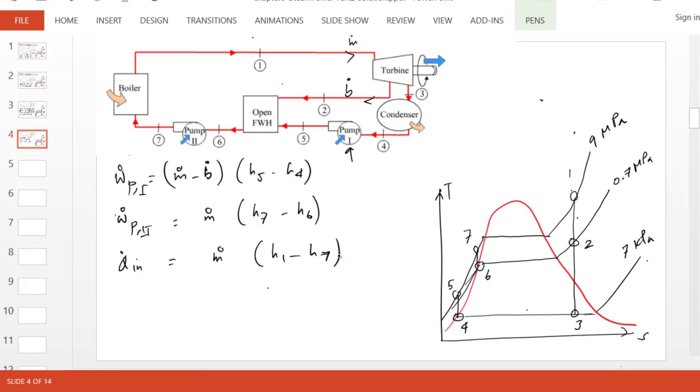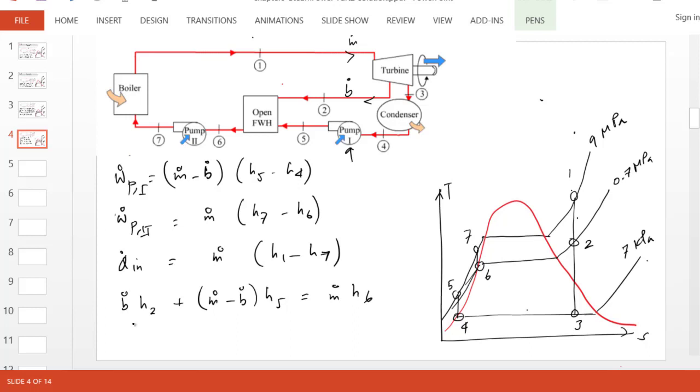So we have energy transfer in each device. Now we have derived the formula for each of them. But finally, how do we figure out what b dot should be? And that comes through the energy equation from the open feed water heater. What happens there? The energy that comes in is going out. There is no heat or work transfer. So it's a very simple equation. b dot brings in the energy h2, plus (m dot minus b dot) brings in the energy h5, and the total mass flow rate at 6 is m dot, and that must equal m dot h6.